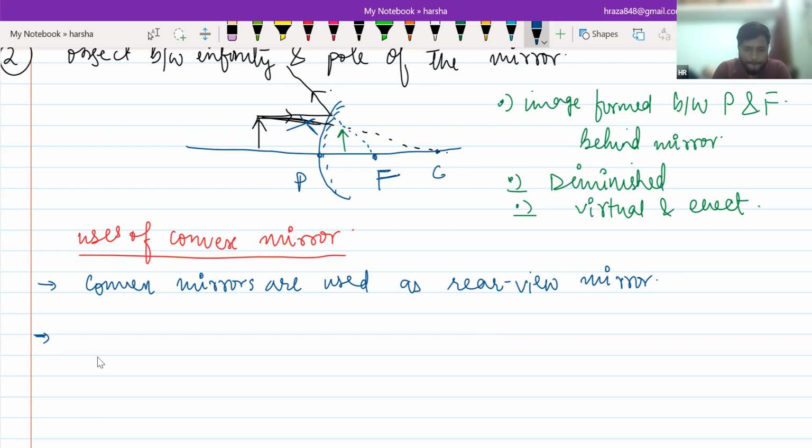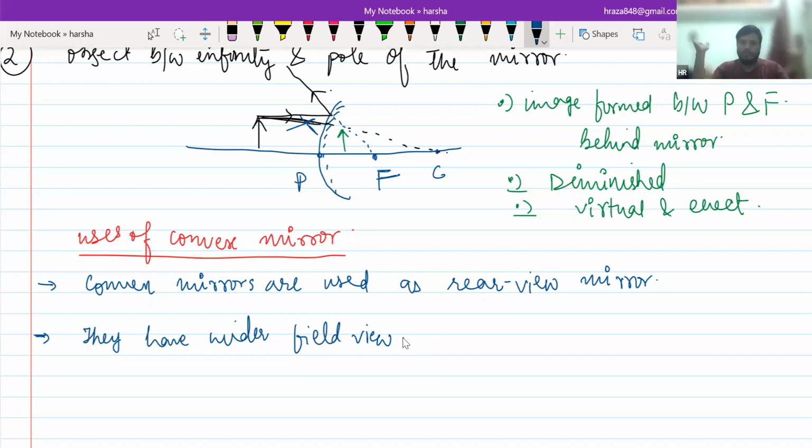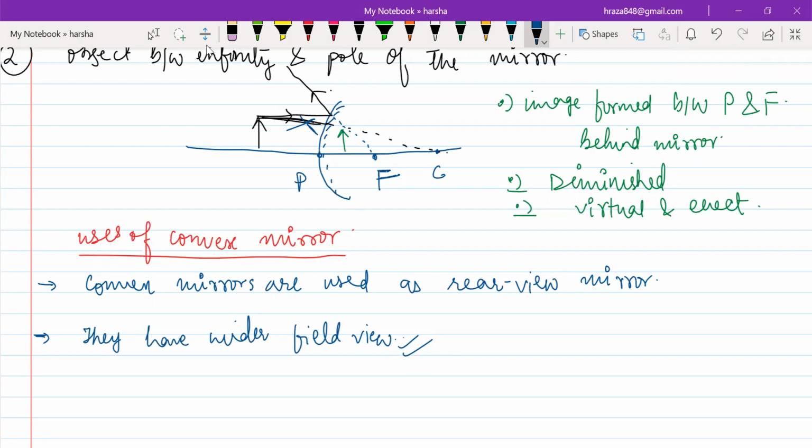Also, they have a wider field of view. A small convex mirror can capture a large area, whatever is behind it or in front of it, it will capture it. So please write it down. Sir, finished. Very good.